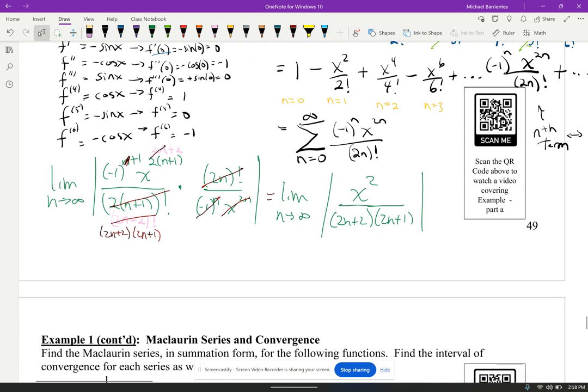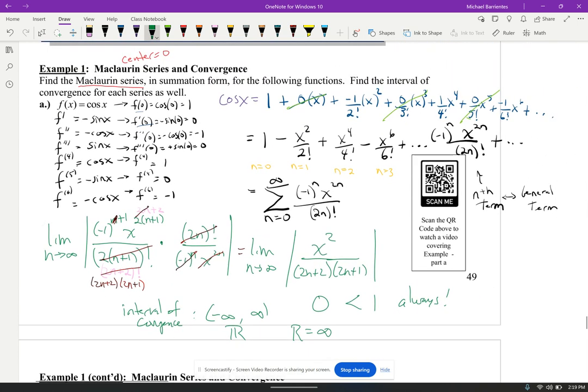But if I'm taking the limit as n approaches infinity, that means the denominator is growing without bound, the numerator is staying the same, or at least it's not affected by n, and therefore this whole fraction goes to 0. And that's less than 1. So when is 0 less than 1? Always. So my interval of convergence is all real numbers, from negative infinity to positive infinity, which means my radius is infinity.